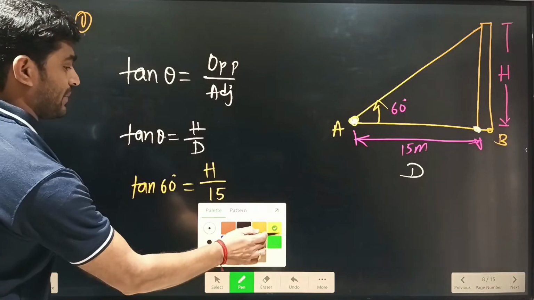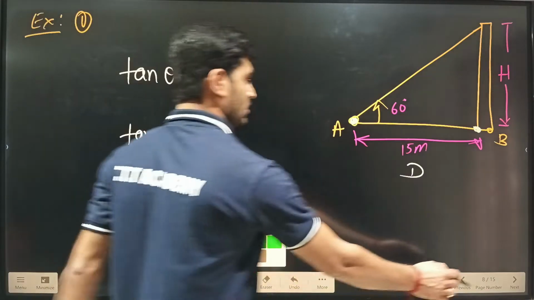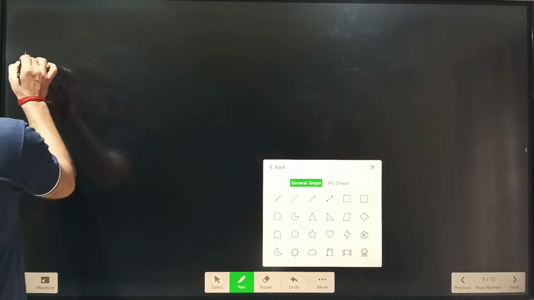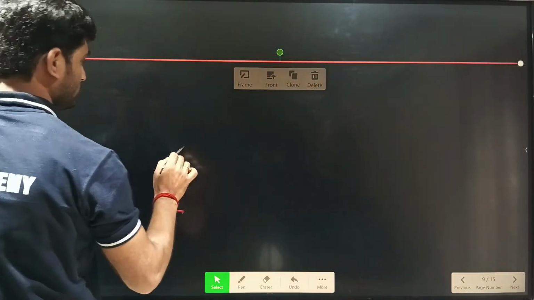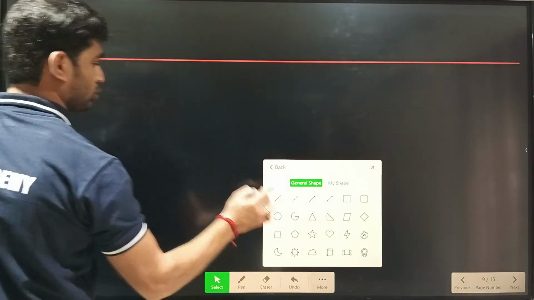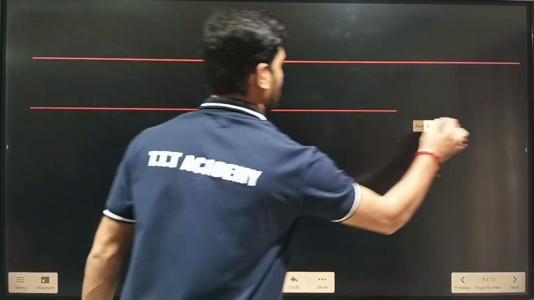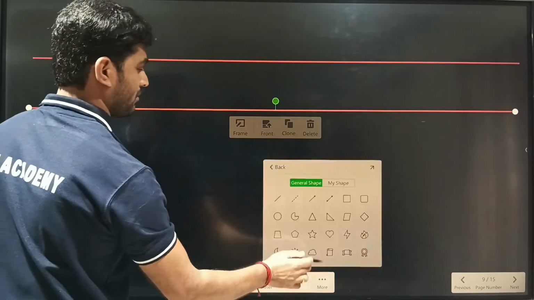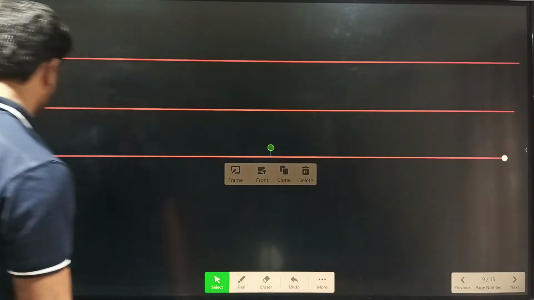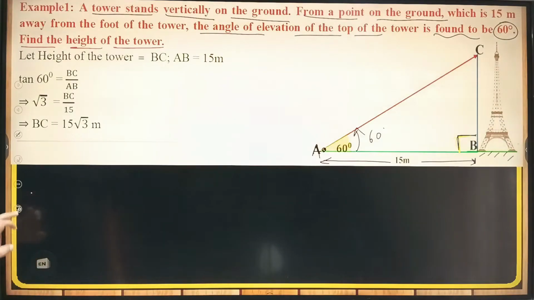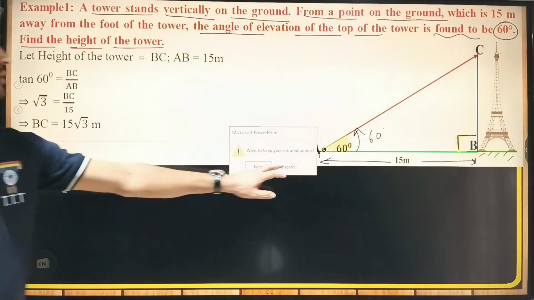From the standard table, let me just go through it back. Even you should go through the table. At least sin, cos, tan. Already you have the standard table. Do you remember? Suppose, for example, observe.